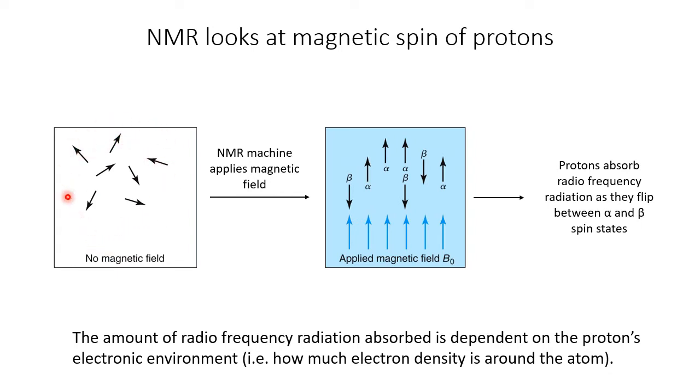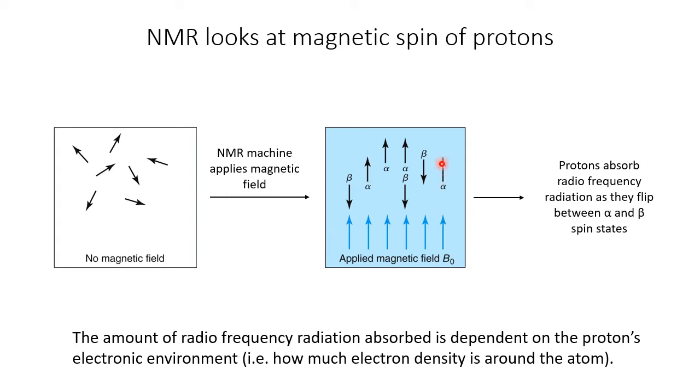Now, when you take all of these atoms and you put them in an NMR machine, it applies an external magnetic field. So in this box here, the blue arrows represent the magnetic field that's been applied by the NMR machine. Now, when this field is applied to a set of atoms, the atoms' spins are going to align with this magnetic field.